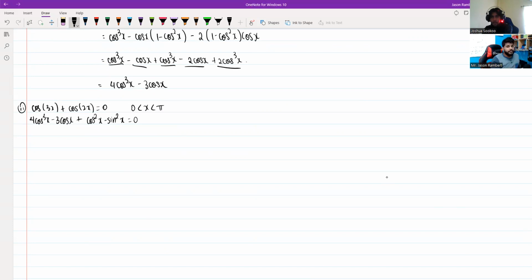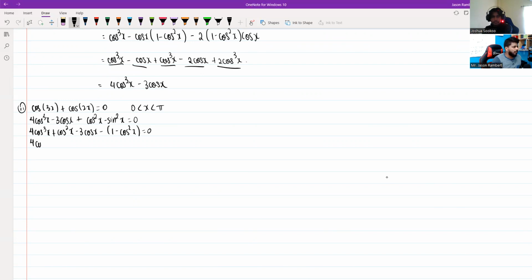I have different trig ratios. I want to try and get the same trig ratio, at least in the whole thing, cosines alone. So I can change the sine squared x just like we did in the proof. I'll replace the sine squared x with 1 minus cos squared x. Yeah? So I'll have 4 cos cubed x minus 3, I'll put the plus cos squared x first, minus 3 cosine x, take away 1 minus cosine squared x is equal to 0. Now I have an equation involving only cosines.